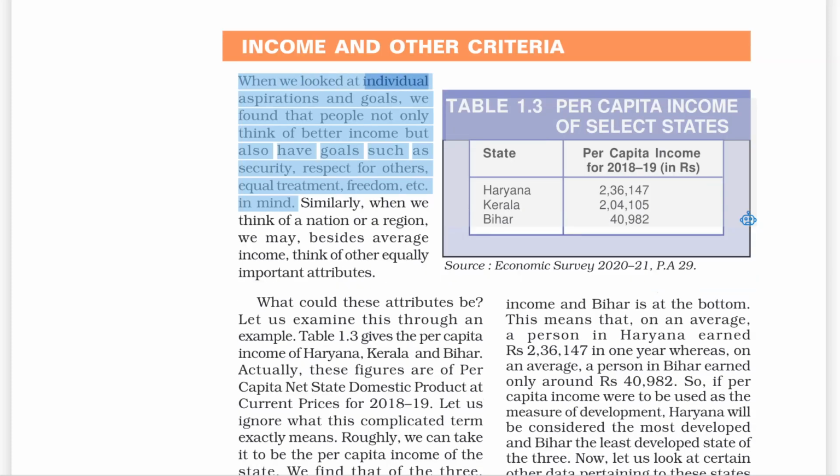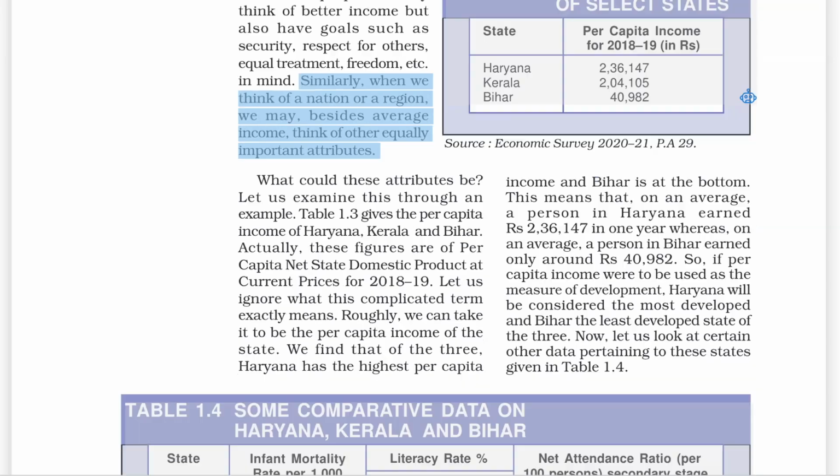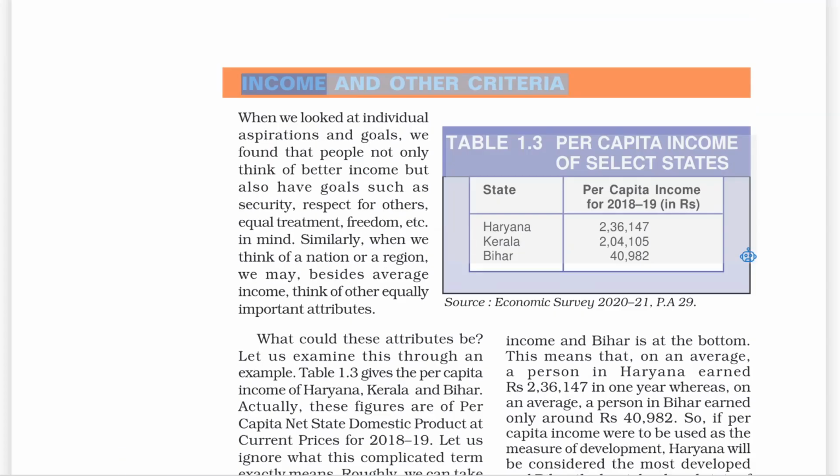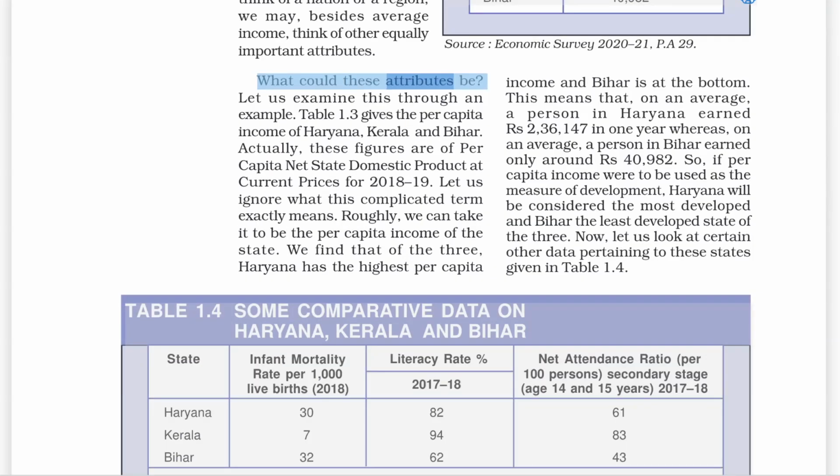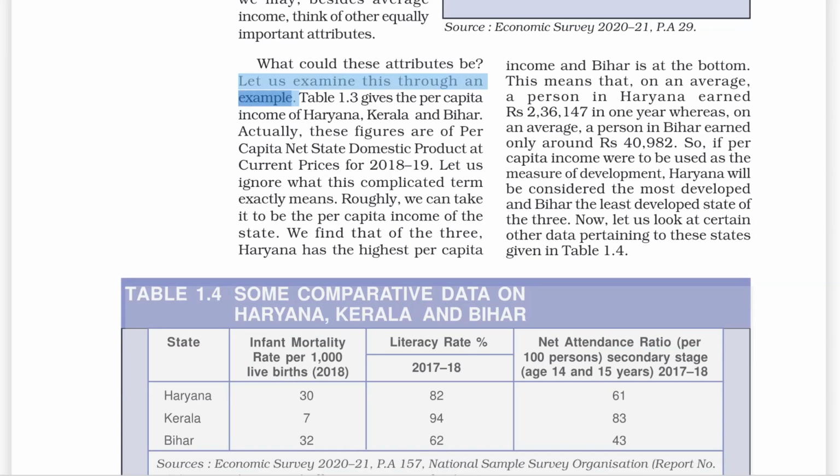When we looked at individual aspirations and goals, we found that people not only think of better income but also have goals such as security, respect for others, equal treatment, freedom, etc. in mind. Similarly, when we think of a nation or a region, we may, besides average income, think of other equally important attributes. Income and other criteria. What could these attributes be? Let us examine this through an example.